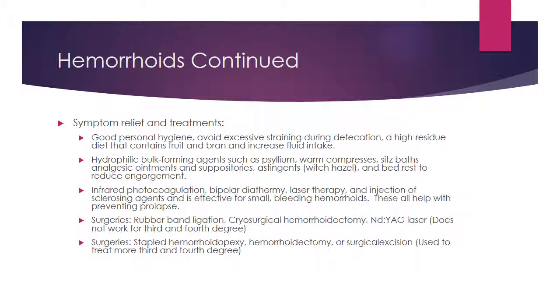Some relief and treatments for hemorrhoids include good personal hygiene. You'd want to avoid excessive straining during defecation. Incorporate a high residue diet that contains fruit and bran, and increase fluid intake. Hydrophilic bulk-forming agents such as psyllium are good. You could also use warm compresses, sitz baths, analgesics, and suppositories. Also, infrared photocoagulation, bipolar diathermy, laser therapy, and injection of sclerosing agents are effective for small bleeding hemorrhoids. These all help with preventing prolapse.